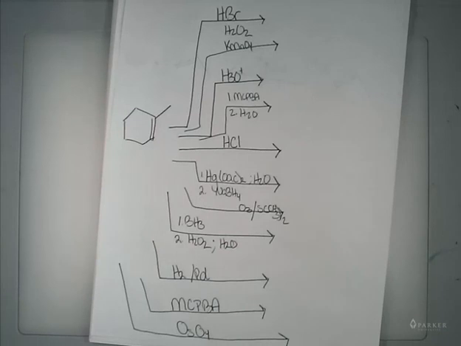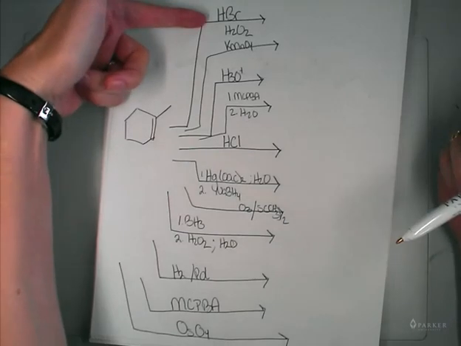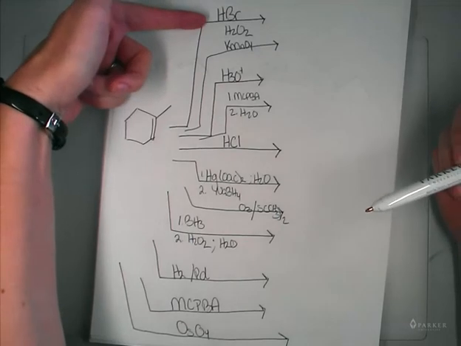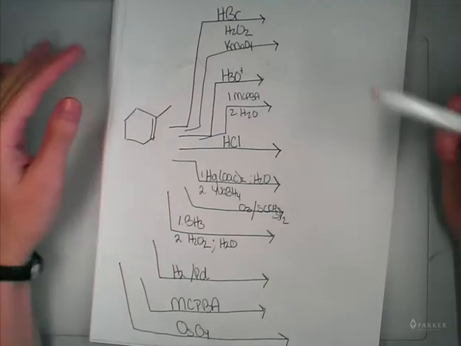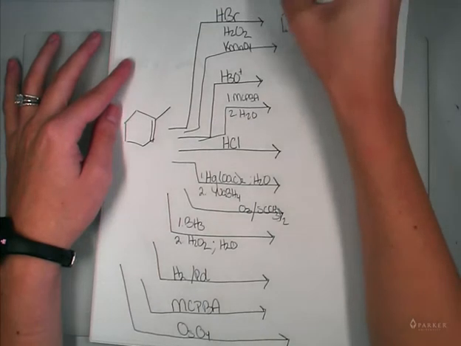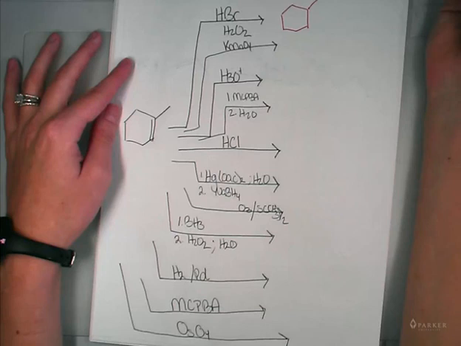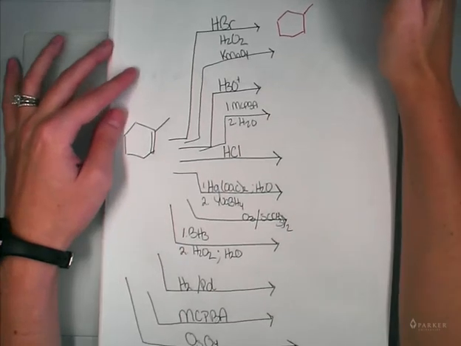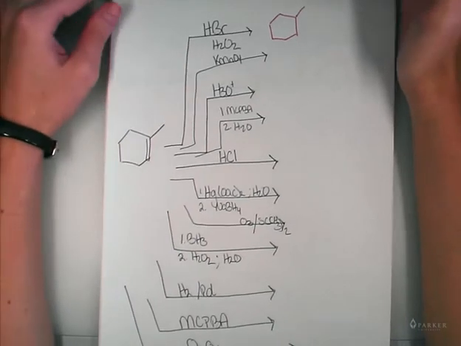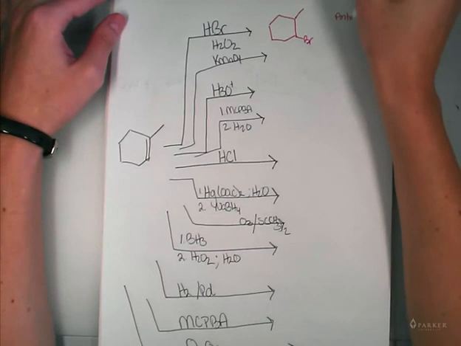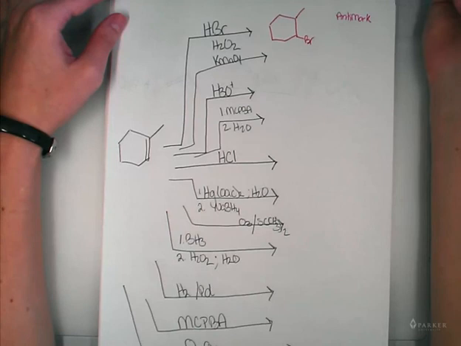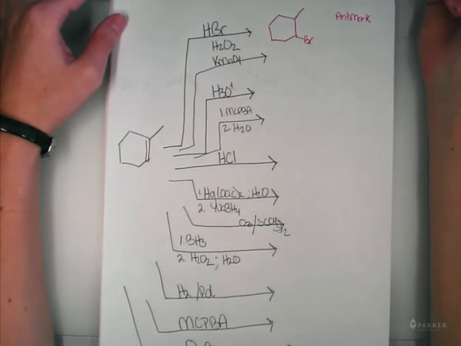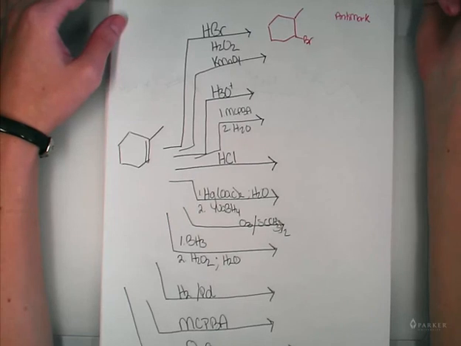Okay, let's look at the first one. What are we adding over the double bond here? What are we adding there? HBr. Is that Markovnikov or anti-Markovnikov? Anti. So where will the bromine go? Top or bottom? The top would be Markovnikov, so the bottom. Anti-Markovnikov goes to the side with the least branching.